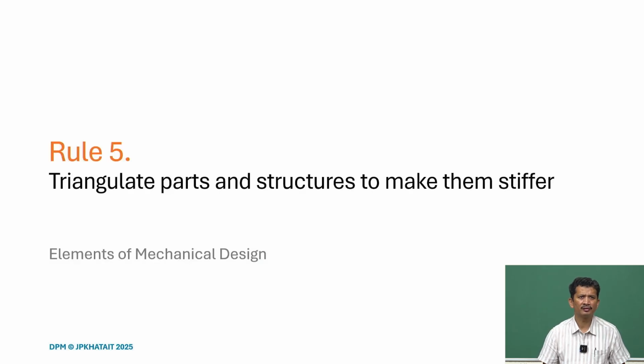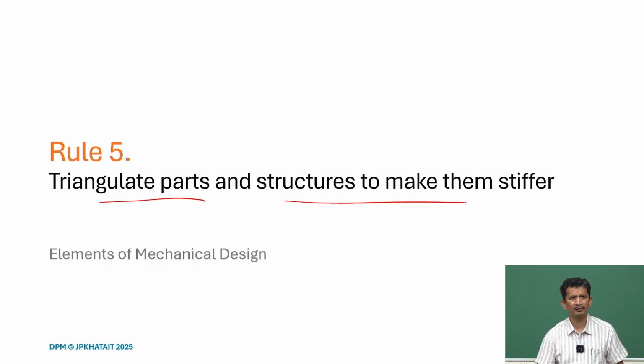Another rule is to triangulate parts and a structure to make them stiffer. So, we talk about rigid bodies and we talk about the exact constraint design, assuming that they are perfectly rigid, but we are aware that everything has a limited stiffness. So, depending on the requirement, if we are looking for rigidity, higher stiffness, then how we should design it, and one of the ways is the triangulation of the parts and the structures.